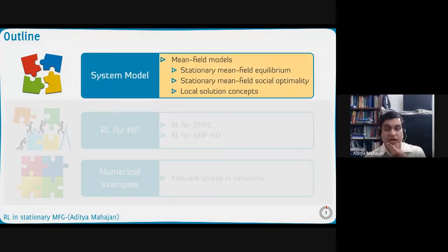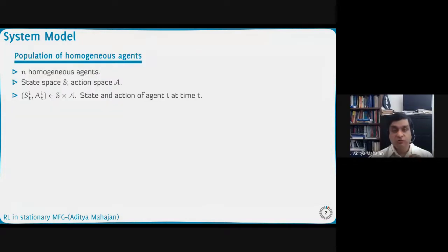So let me start with describing the model. We're looking at a population of n homogeneous agents. I'd like to emphasize that I'm restricting to homogeneous agents just for simplicity of the presentation. Everything here generalizes to the case when there are heterogeneous agents, where each agent has a separate type. I'll assume the state space and action space of all agents are identical, denoting that by S and A respectively. And for agent i at time t, s_i,t denotes the state and a_i,t denotes the action of the agent at time t.